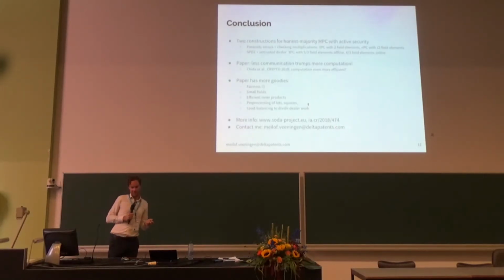To conclude, I've presented two different constructions to achieve honest majority multi-party computation with active security. The first one was based on the idea of making a passively secure protocol actively secure by checking these multiplications. That gives you three-party computation with two field elements, because multiplication used to cost one field element and we need to do one extra, so we end up with two. Similarly, for the n-party case, you can actually get 6. I think the slide says 12, but it should be 6. That was the first construction.